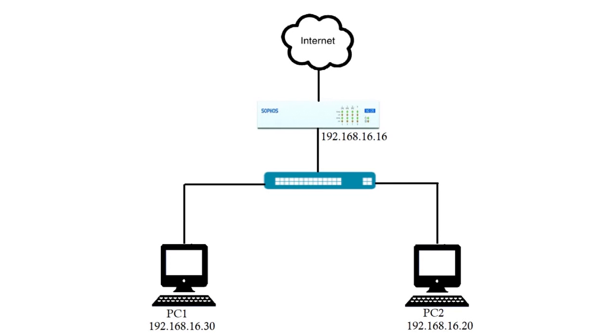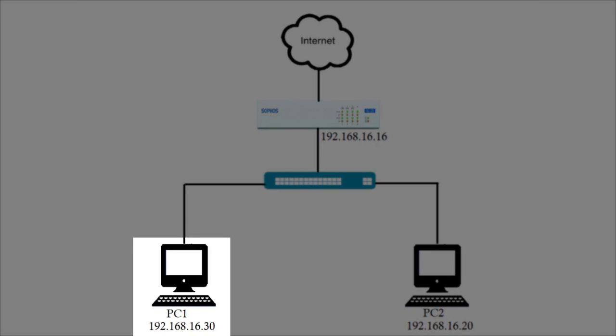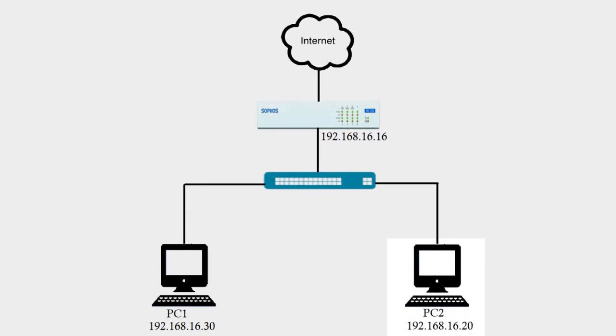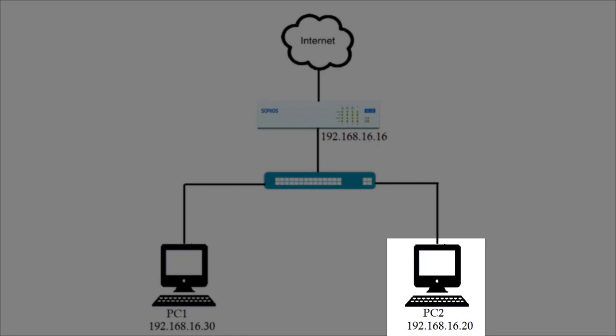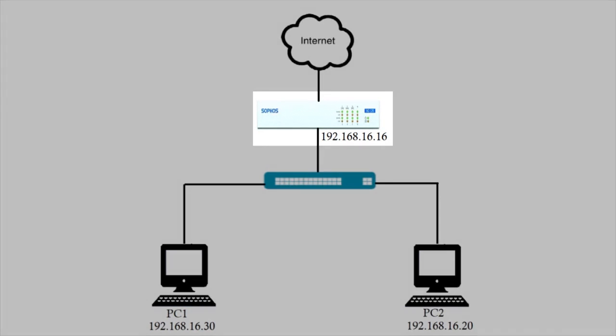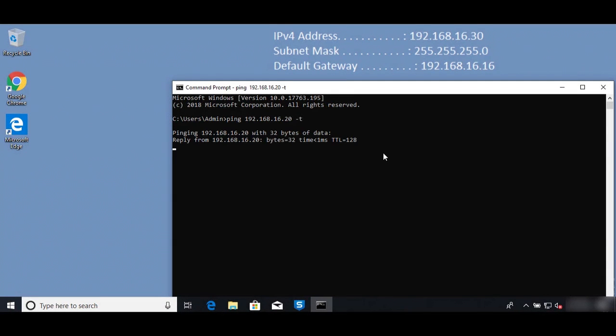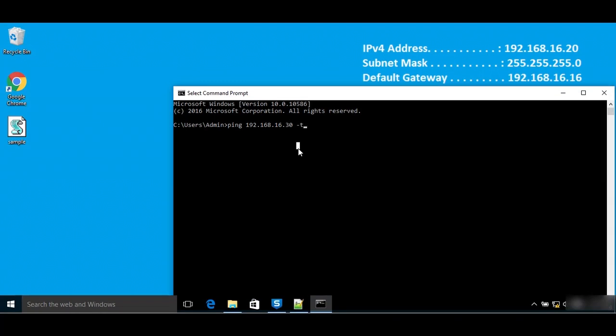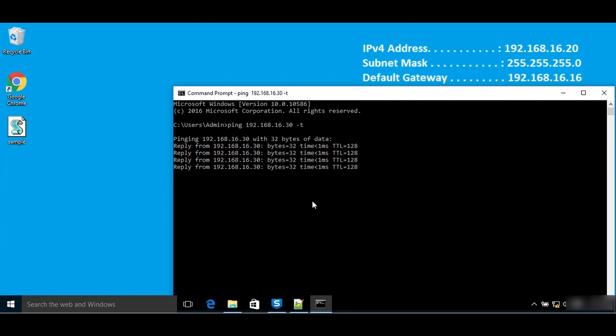So this is the network that we will be using for this example. We have two computers. Computer 1 has an IP address of 192.168.16.30, and Computer 2's IP address is 192.168.16.20. Both are behind an XG firewall. As you can see, Computer 1 is able to communicate with Computer 2, and vice versa, because both the computers currently have a green health status.